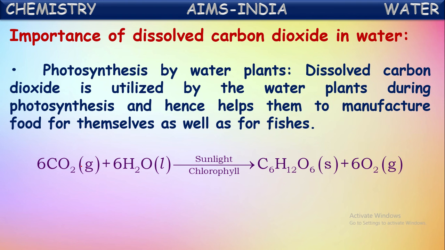This is photosynthesis. Carbon dioxide gas and water, these two combine in the presence of sunlight and chlorophyll. They produce their food. This is the food prepared by the plants. In this way, dissolved gases like oxygen and carbon dioxide are very vital for the survival of aquatic animals and plants.